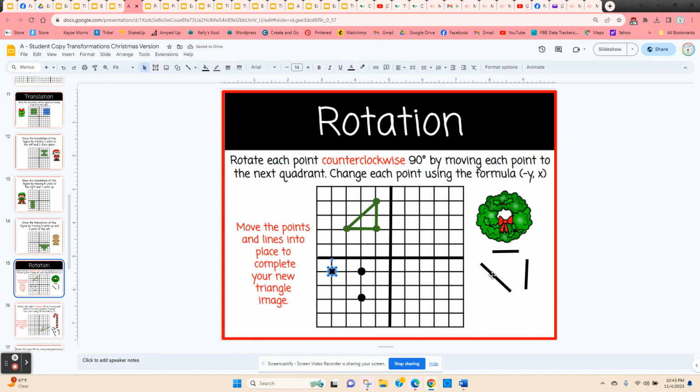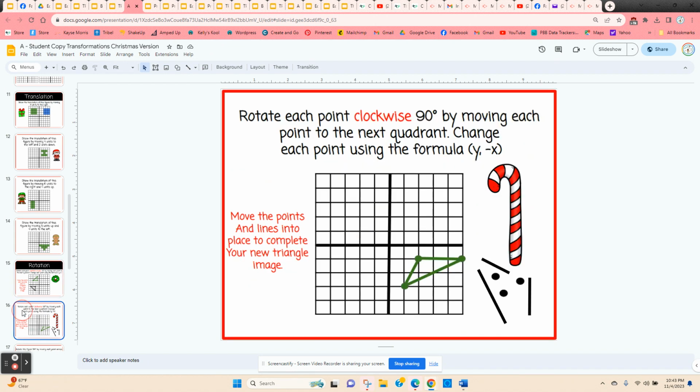And then they've got some lines just to fill in their figure. And now they've rotated this triangle around the y-axis, 90 degrees counterclockwise. The next slide, this time they're going to be moving clockwise 90 degrees.